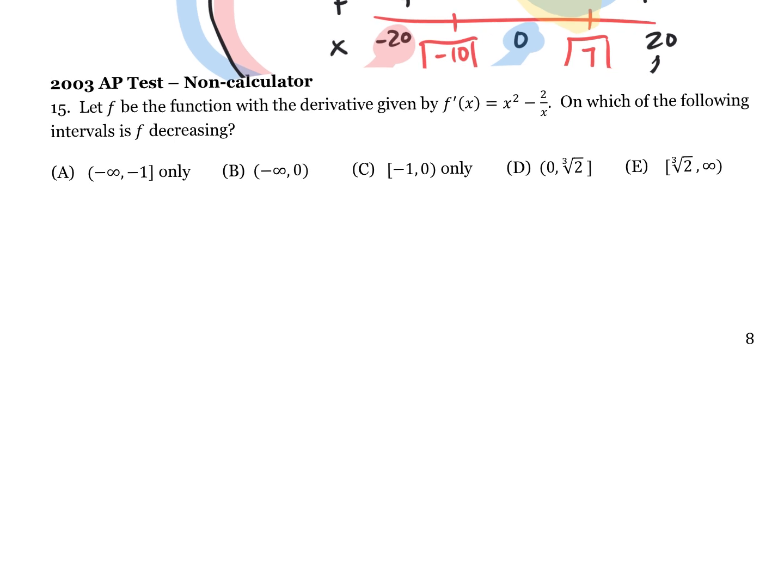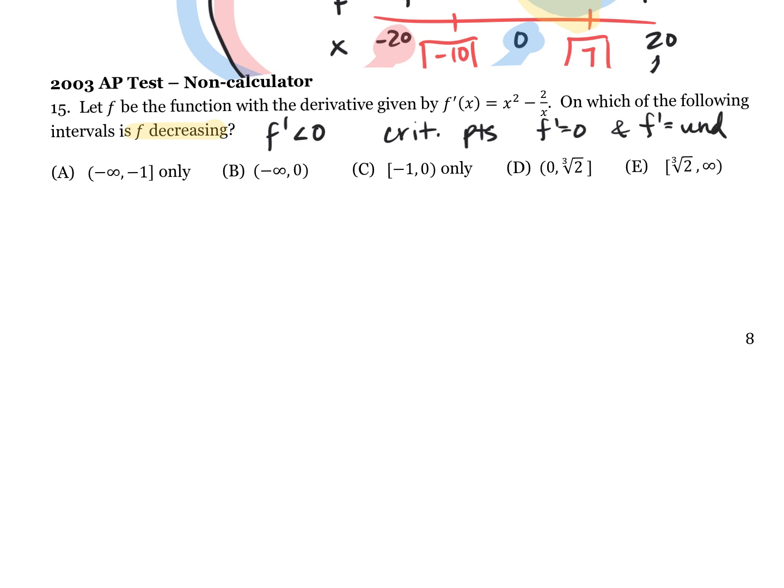Here we go. Another multiple choicer, 2003. Crazy. Let f be the function with, ooh, they gave you the derivative this time. Where is f decreasing, without a calculator? We got to know when is f prime less than 0. And every time we got to do this, you always find your critical points, and that's when f prime equals 0 and f prime is undefined. And they gave us f prime, so that's kind of a gift.